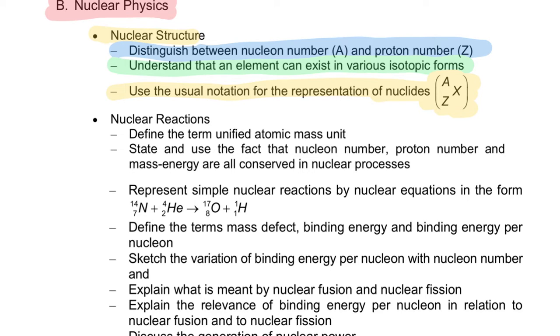So we're going to look at distinguishing between the nucleon number or the mass number and the proton number or the atomic number. We're also going to look at understanding that an element can exist in various isotopic forms. So that would be isotopes of a particular element, and then we are going to look at using the usual notation for representing nuclides of X, A and Z.